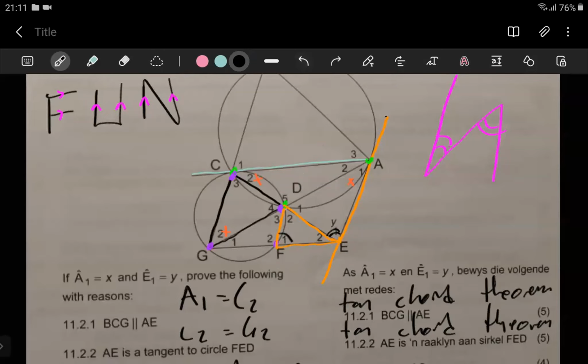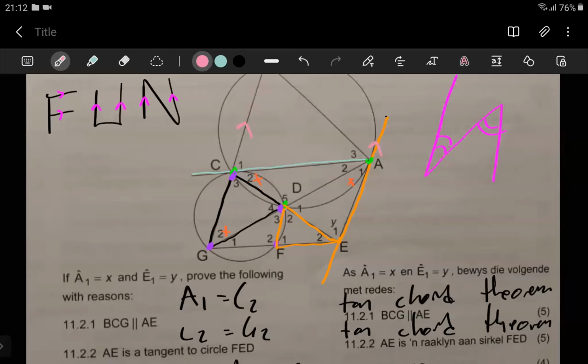Because as long as we can show that F1 is equal to Y, we would be showing that if there was a circle here, that circle would be passing through these points, and this line would be a tangent to that circle. Because the tan chord theorem would be unfolding. The same way here, as long as these are equal, it automatically tells us that these are parallel, because they complement each other.